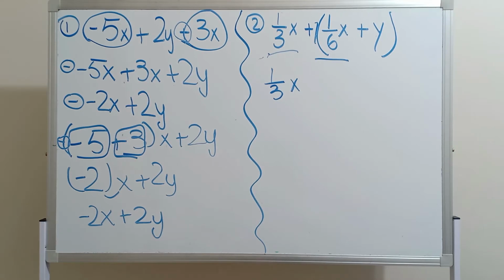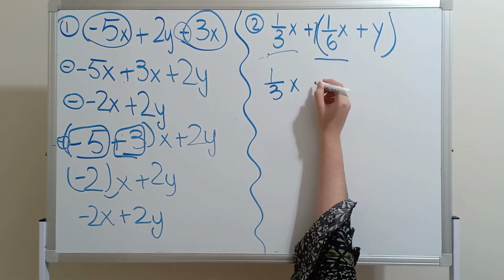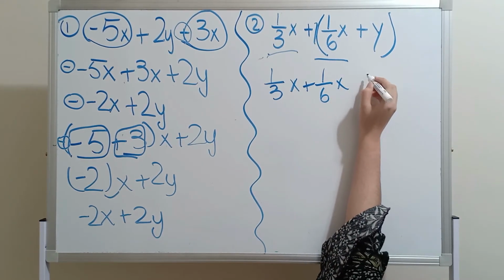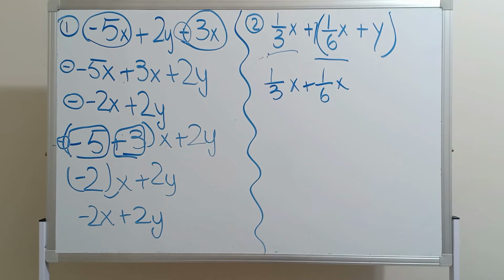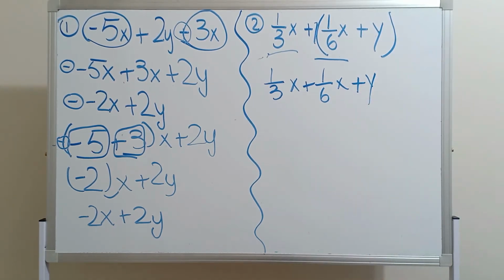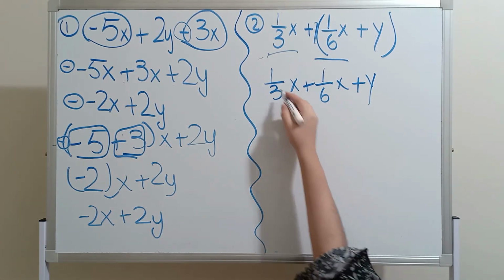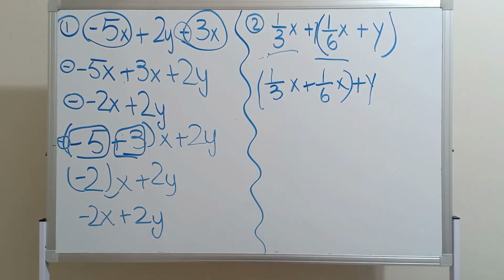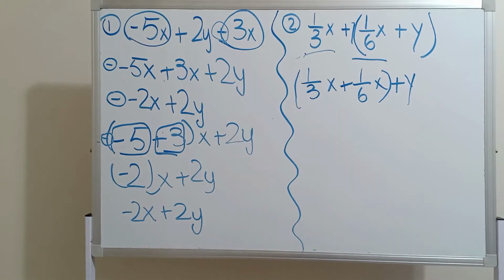So plus 1 times 1/6 x is going to give us plus 1/6 x. And positive 1 times positive y is going to give us just y. Or we can write 1y, but it's the same as y. So we have these, and this bracket can be an expression. Then we can solve this. 1/3 x plus 1/6 x is going to give us 3/6 x.